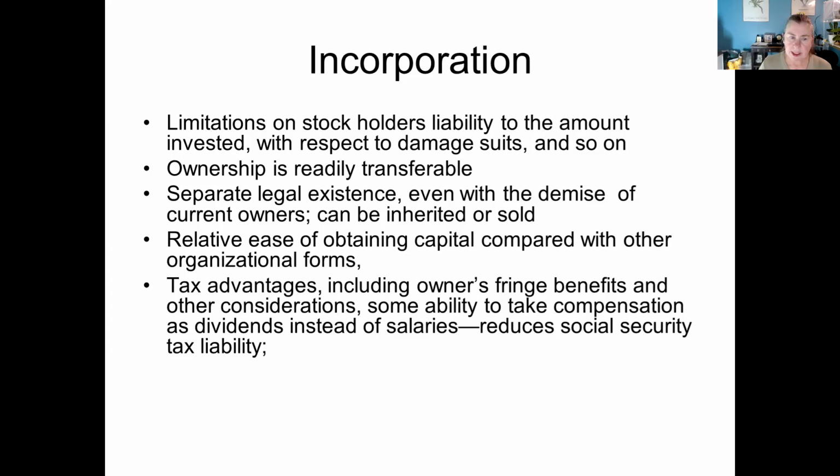So you can take compensation as dividends instead of salaries. That reduces your Social Security tax liability. You can also do things like having your phone and your car and other things provided by the business. Again, those cannot be taxed by Social Security, but that also would limit the amount of Social Security you would have available to you when you retire. So you have to take that into consideration.